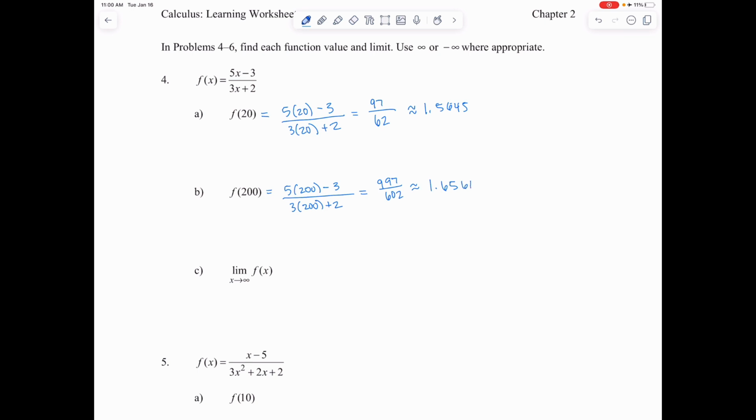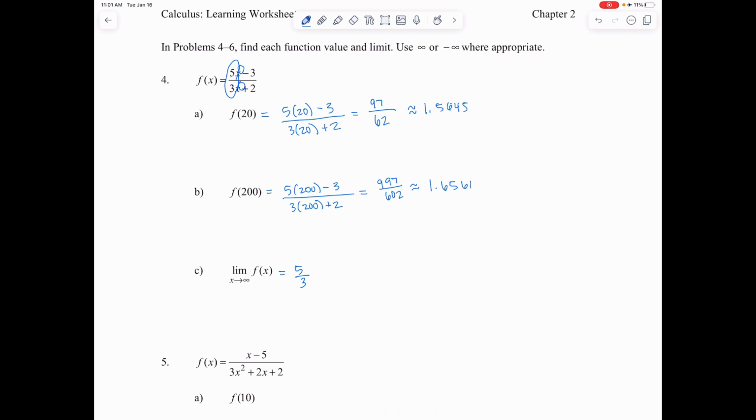So what is this telling us? As we make our values bigger and bigger and bigger, x is going to infinity. What is our y value going closer and closer and closer to? Well, our property is telling us when the powers are the same here, we just have to take the coefficients. So our limit as x goes to infinity is 5 over 3.